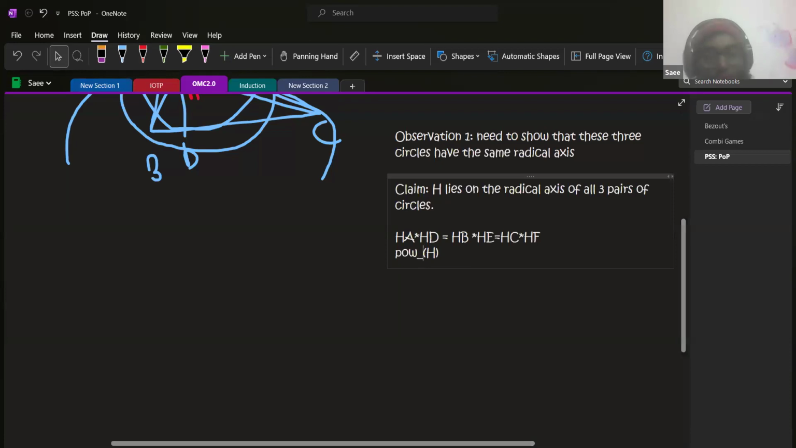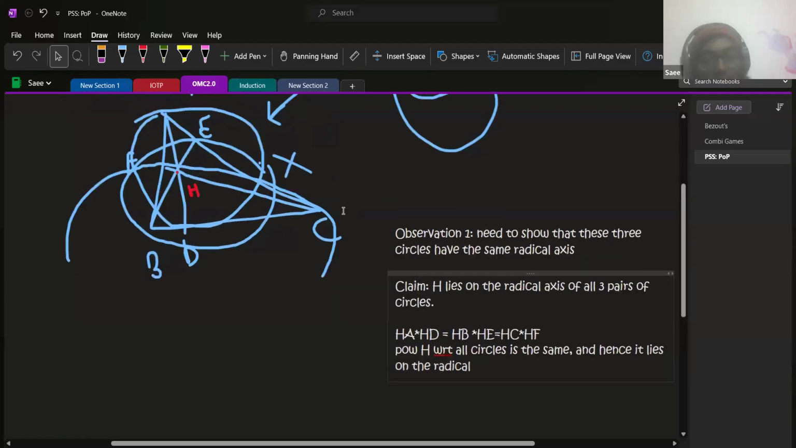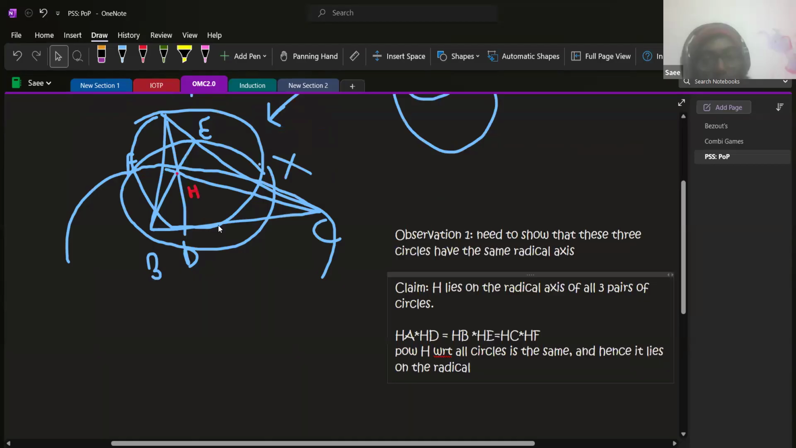Respect to all circles is the same. And hence it lies on the radical axis. Now we're done because we know X lies on the radical axis of all three circles. We know H lies on the radical axis of all three circles. So we know XH has to be the radical axis.